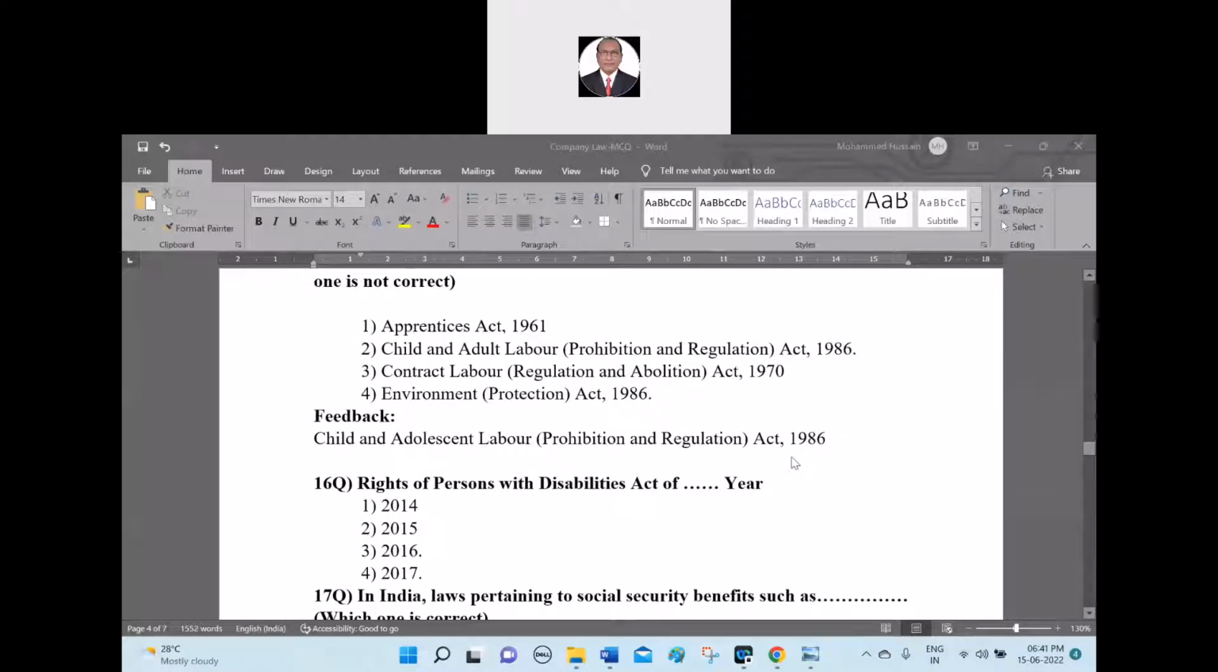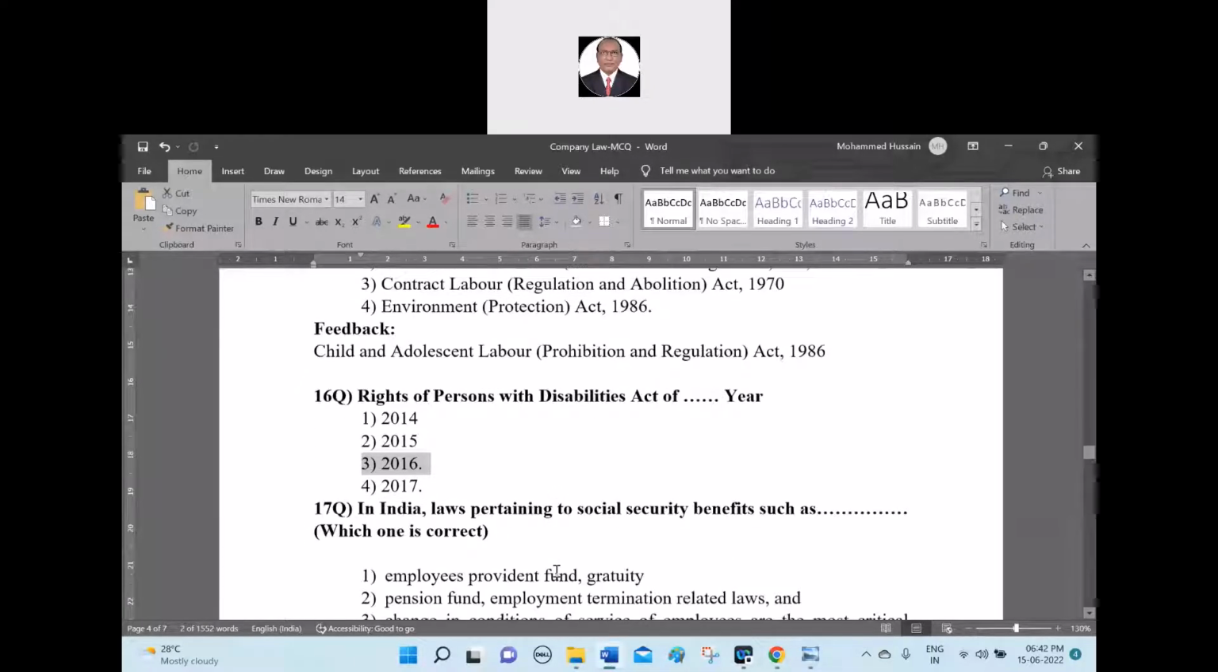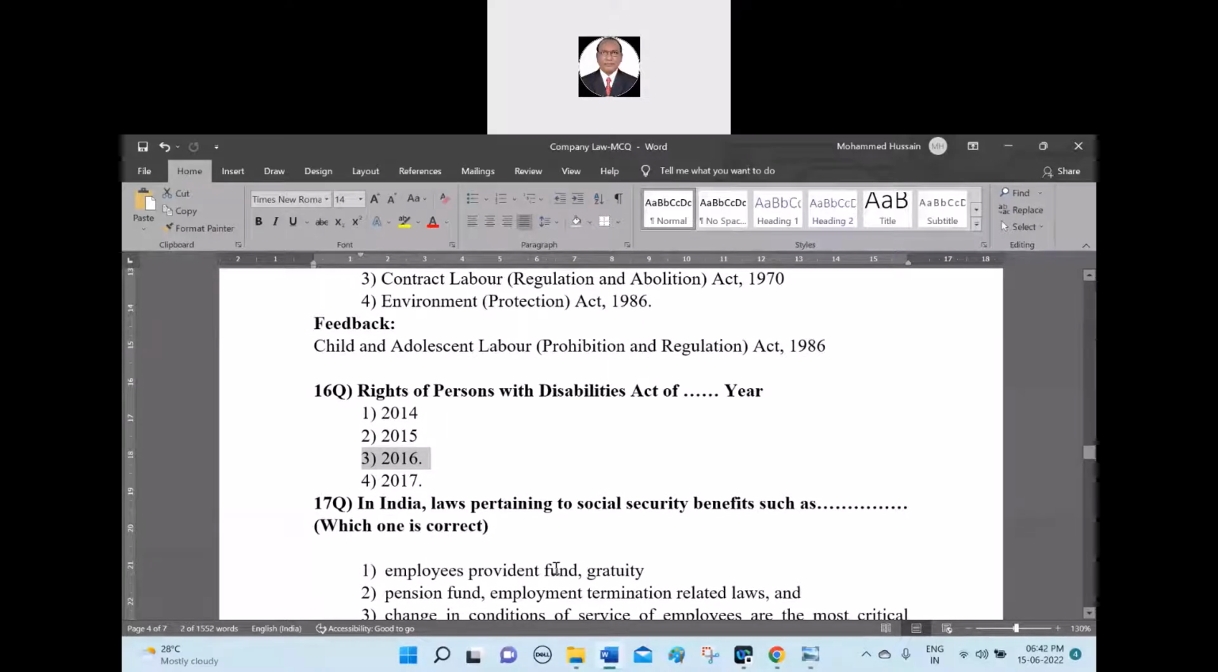Now, 16th question. Anyone can unmute and read the 16th question. Rights of Persons with Disabilities Act of dash year. First option 2014, second 2015, third 2016, fourth 2017. Make a chance. Shoot. 2014, sir, option one. No. Option is 3, 2016. For the 16th question, this is the option.